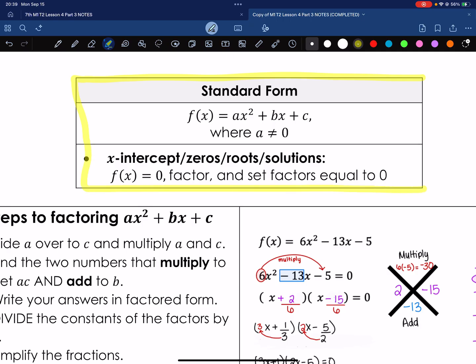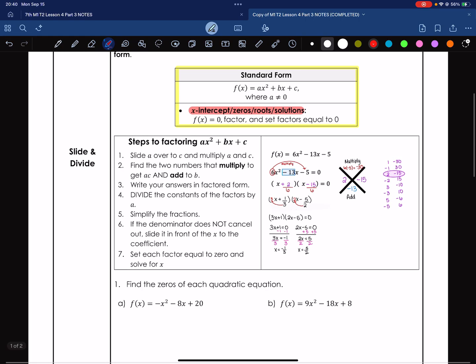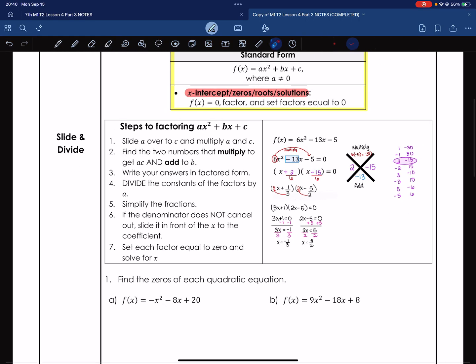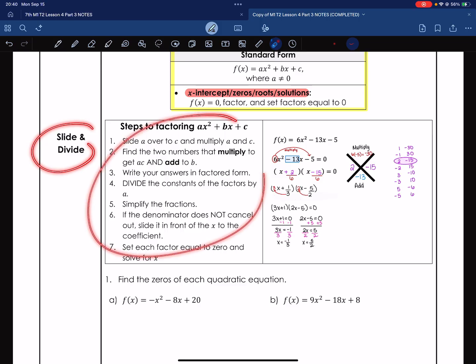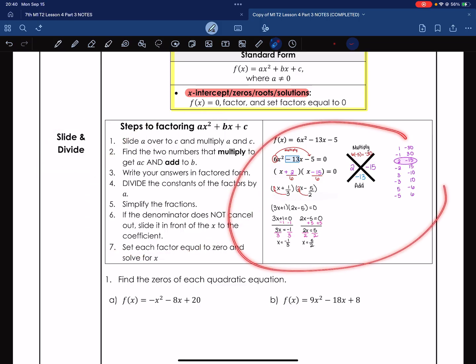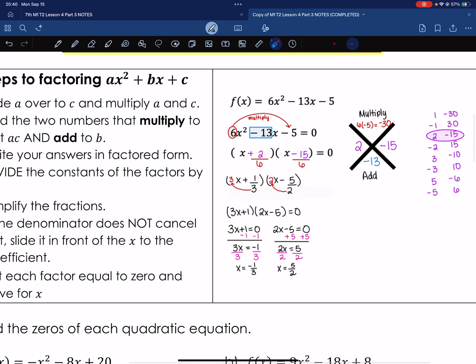This right here is just telling us how to find our x-intercepts, our roots, our zeros, or solutions. And that is by setting our function equal to 0, factoring it, setting those factors equal to 0, and solving. If you're a step person, when you need the slide and divide method, here are your steps and the examples. Step 1 is to slide A over and multiply times C. That is step number 1.